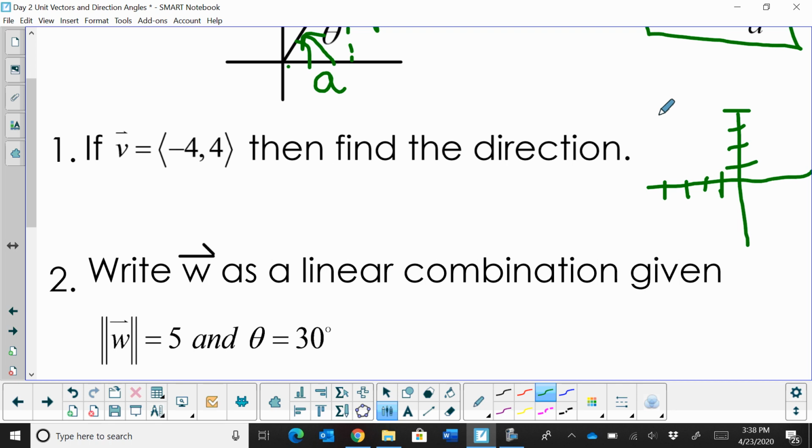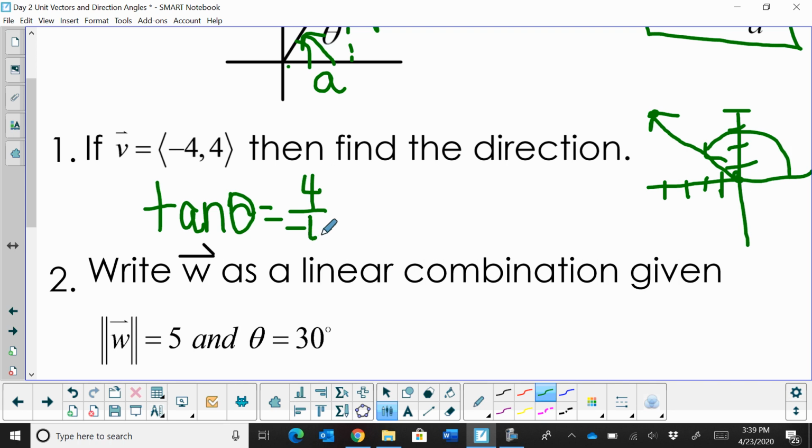Okay, so that's this position right here, and here's our vector in standard position. It's coming from the origin to the point (-4, 4), and we want to find the direction. So to find that direction, we're going to use tangent. Tangent theta is y over x, because tangent is y over x. So we have tangent theta equal to -1.